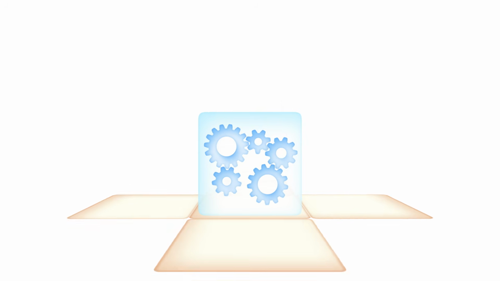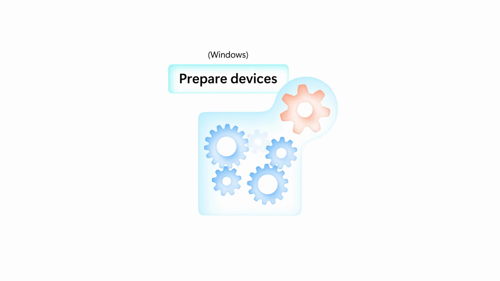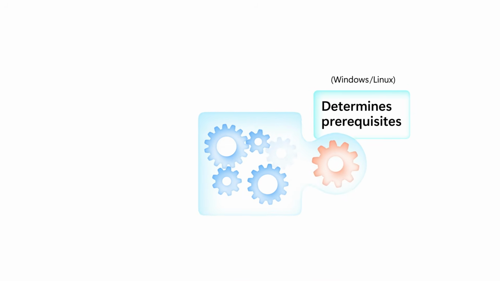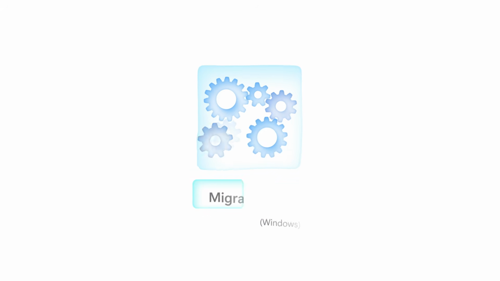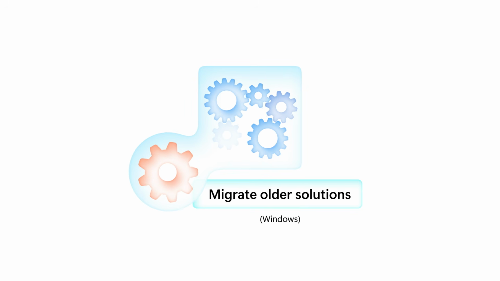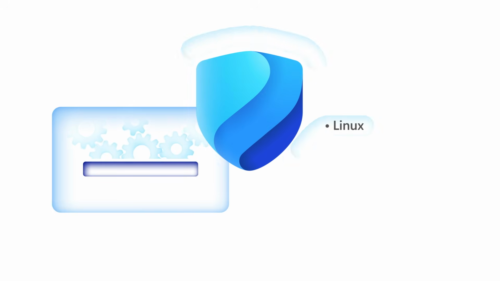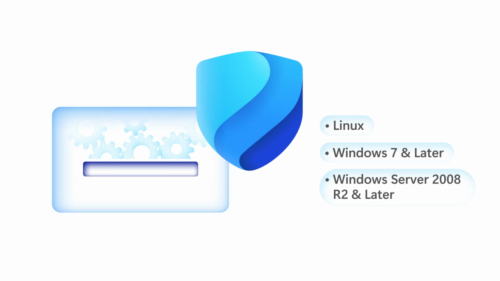This is why we created the Defender Deployment Tool, a single package that takes care of the process for you. It prepares devices, determines prerequisites and applies them, installs the latest components, and migrates older solutions. Simply download the tool's package, run it, and enjoy powerful endpoint protection on Linux, Windows 7 and later, and Windows Server 2008 R2 and later.